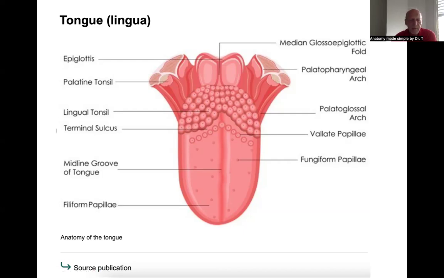Otherwise, the anatomy of the tongue is fairly simple. We have its tip, or the apex, we have the body of the tongue, and then we have the root of the tongue, which does look a little bit more intense compared to the apex and the body. So what makes the difference? Basically, the surface that you're looking at is the one which you can see if you stick your tongue out. That's called the dorsum of the tongue.